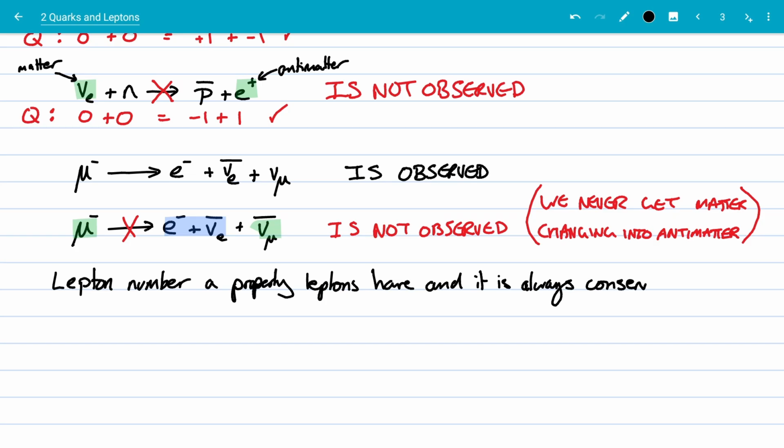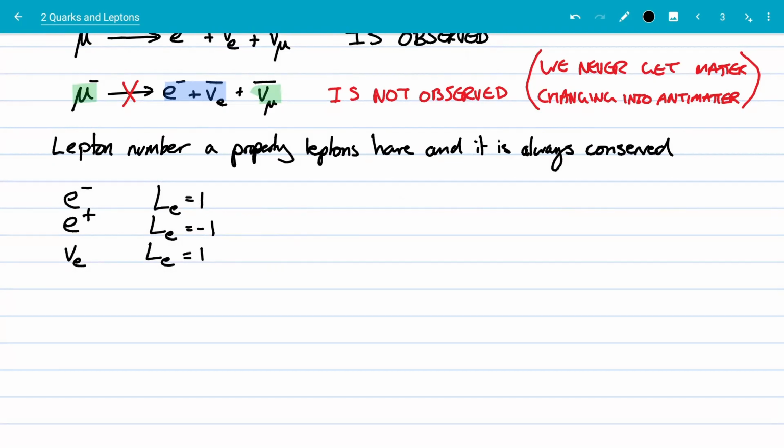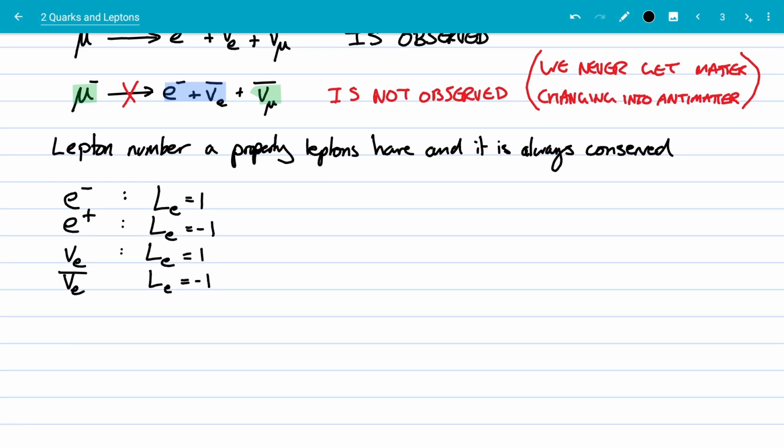So what lepton numbers for what particles? Well, electrons have a lepton number of 1. Positrons have a lepton number of -1. Electron neutrinos have a lepton number of 1. Electron antineutrinos have a lepton number of -1. Okay, so we can see what's going on here. We've got matter and antimatter. Matter has a lepton number that's 1. Antimatter has a lepton number that's -1.